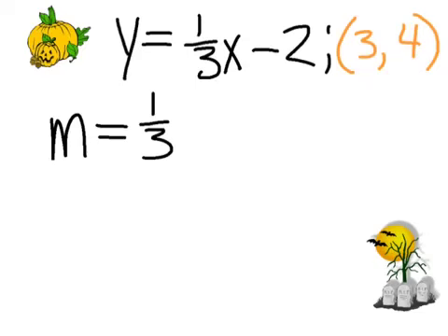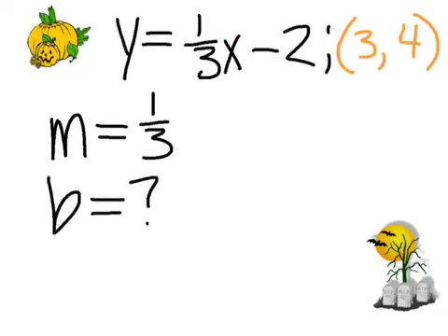For example number 5, we have y equals 1/3 x minus 2. This is what we used for example number 2. In example number 2, we found that our slope is 1/3. Remember, we're trying to find a line that is parallel to this line and goes through this point. So if the lines are parallel, our slope will be the same as the line that we have. So our slope is 1/3.